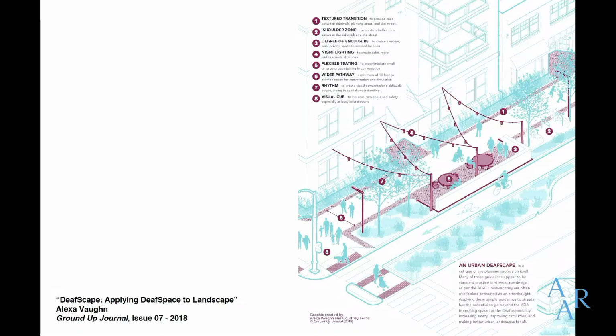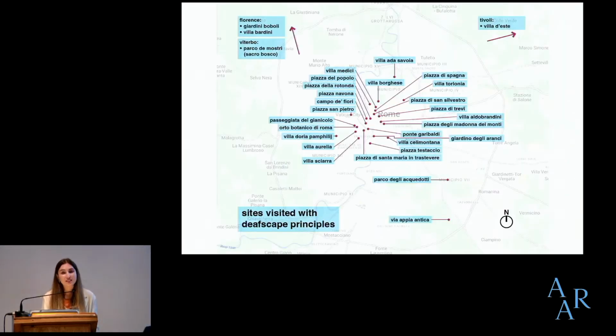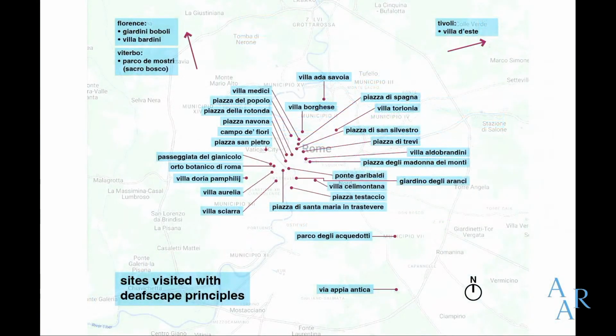They are generally really good practices that are not fully incorporated into urban environments, and so for this project, I've reimagined Deafscape in the Eternal City by considering these 8 principles, plus more mentioned in the article. I visited and documented 30 sites using photographs and digital sketching. Most of these are very public parks, gardens, and piazzas in Rome. Many were originally private villas that were acquired as public space. And then there are a couple sites in Florence, Viterbo, and Tivoli.